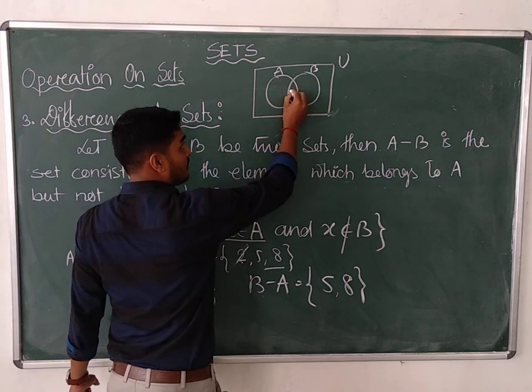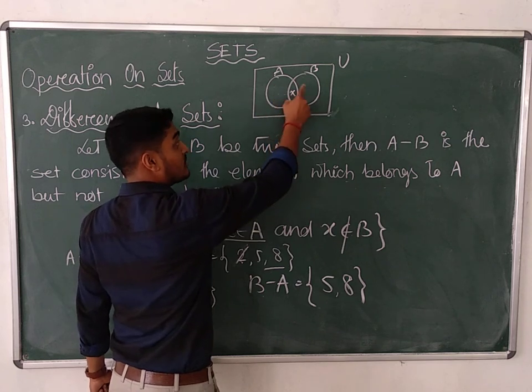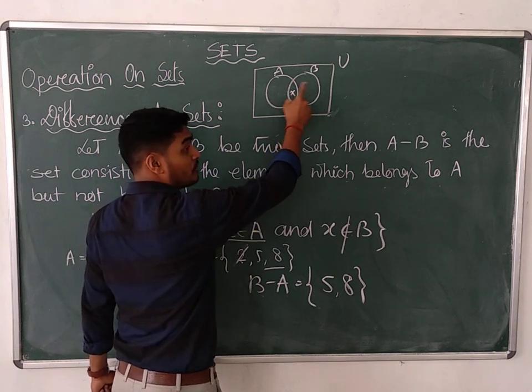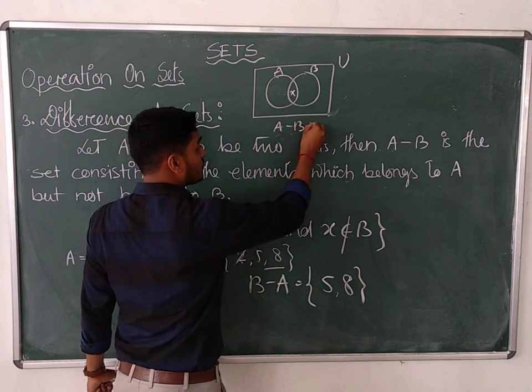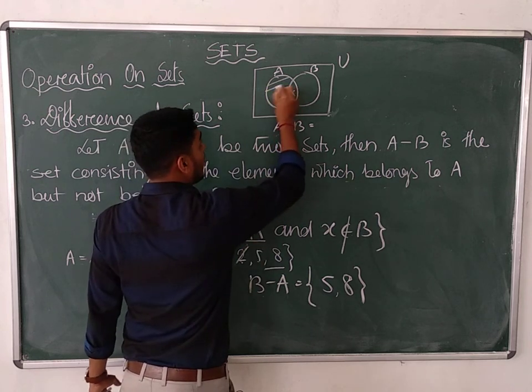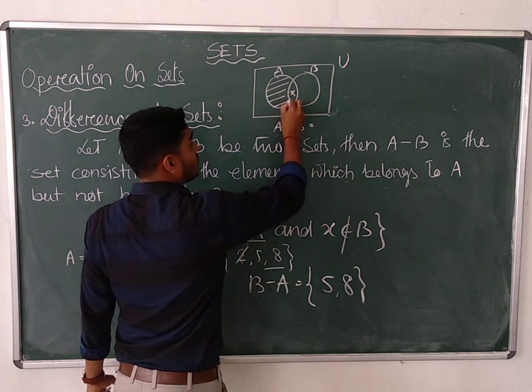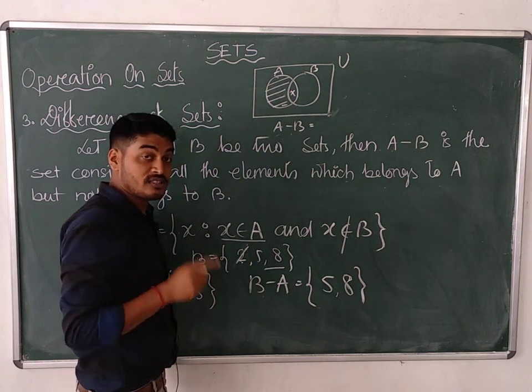Here, whatever elements are there in this portion, that element is there in A as well as in B. But here you have to find A minus B. In this portion, what you have to do? You have to consider all the elements of the set A only. So this is the portion. I think you have got my point. Here in the shaded region, you will get all those elements which are there in A only.